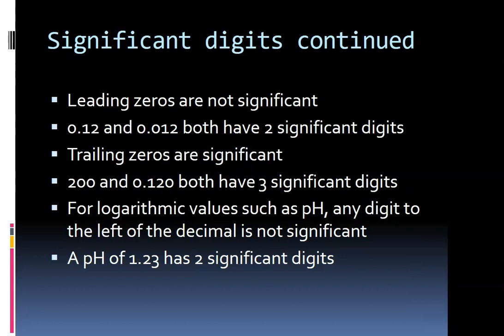Here is a summary of the significant digit rules. Leading zeros are not significant, but trailing zeros always are. When we have logarithmic values such as pH, any digit to the left of the decimal is not significant.